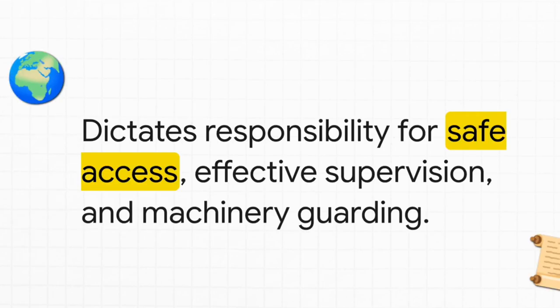And if we zoom out to a global scale, we look at standards like ILO Convention No. 155 and Recommendation No. 164. This dictates the employer's responsibility for safe access, effective supervision, machinery guarding, and training for heightened machinery hazards. Notice how perfectly these international standards map directly onto the specific physical hazards, like the rotary kiln and those height risks that we found at ABC Cemert.